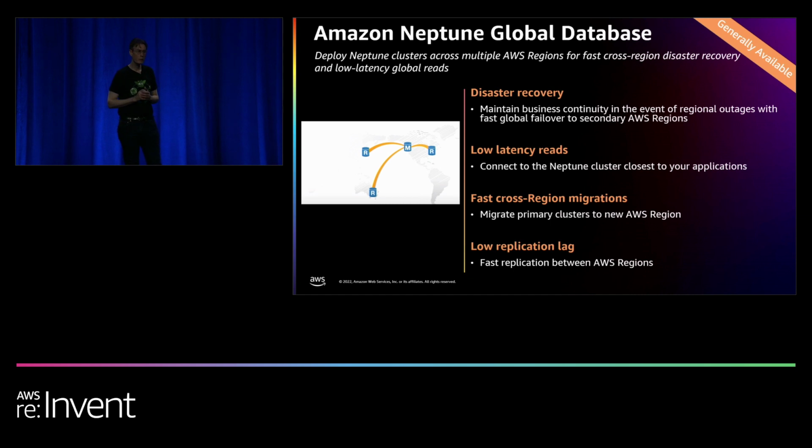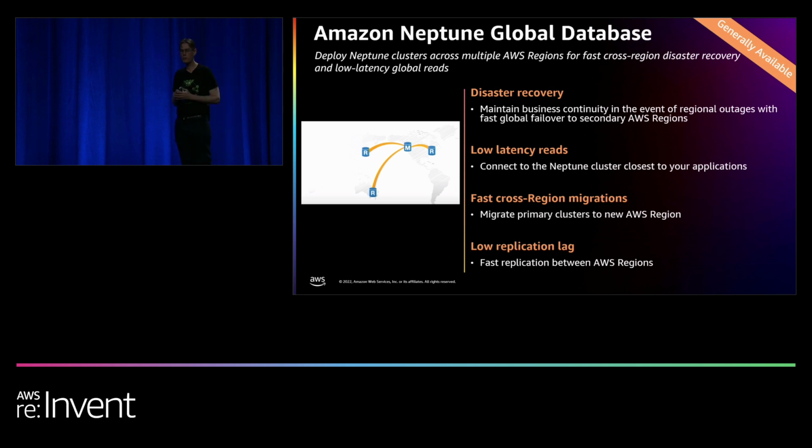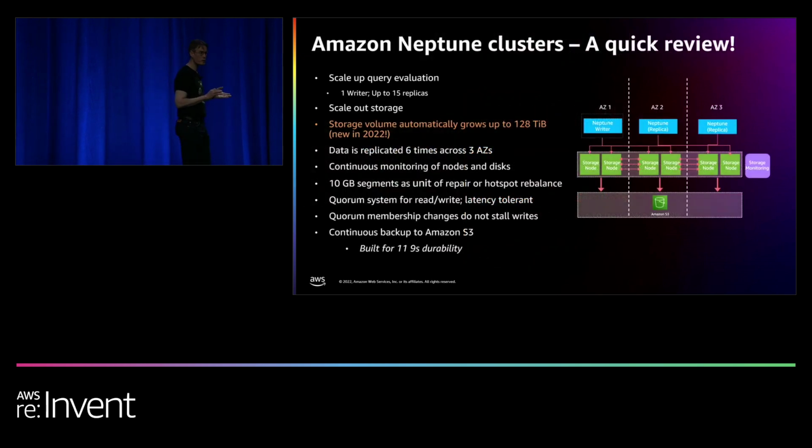We also heard that people wanted multi-region capabilities. And they wanted them for disaster recovery and also low latency applications. And so we launched Amazon Neptune Global Database. And to understand this, I want to take a quick review about Neptune clusters.